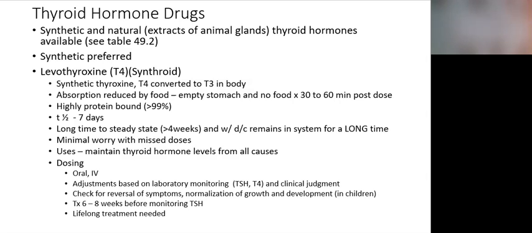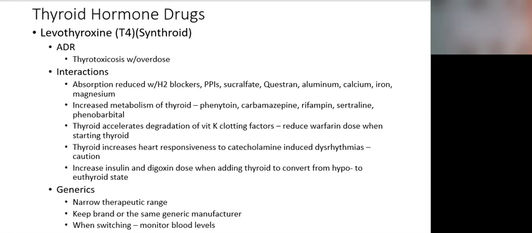Adjustments in dose are based on TSH, T4, and T3 measurements. We need to wait approximately 6 to 8 weeks before checking levels in a patient who just started treatment. The major adverse reactions are due to excessive doses of thyroid hormone.